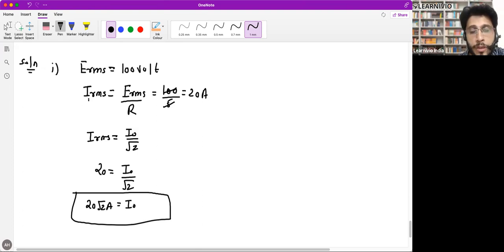So if nothing is given, that means it's the RMS value. Once you have RMS, you get the RMS value of current, then you get the peak value of current. Is it clear, everyone? Fatma, Shahzada? Yes, sir. Okay.